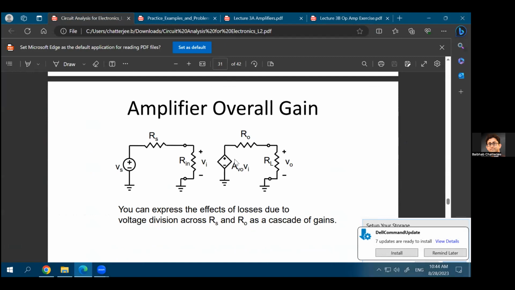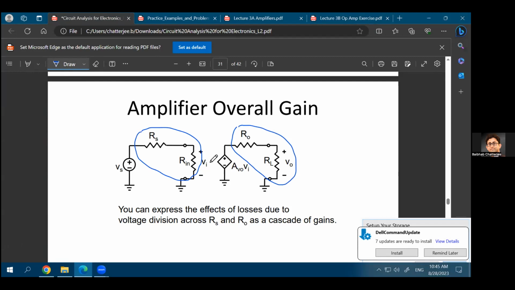You can perhaps already guess that even though this amplifier has an ideal gain of AV0, the overall gain in this circuit will not be AV0. That's because there would be a voltage division at the input side between two resistances. One is a source resistance, a series resistance that is a non-ideality of this voltage source. Then there is an input resistance of the amplifier, which comes from the input parasitics of the amplifier itself. On the output side, there will be another voltage division between RO and RL. RO is, of course, the non-ideality of the amplifier.